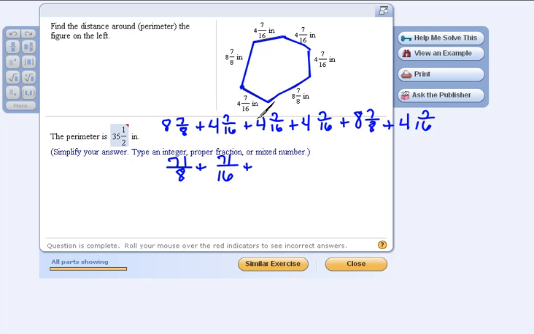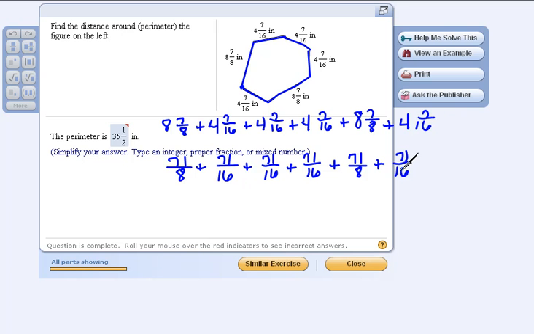Now this is the exact same thing, so again it'd be 71 over 16. And again, the exact same thing, 71 over 16. Plus, this is the exact same as this fraction was, so it will be 71 over 8. And then here again we have this 4 and 7/16, which is 71 over 16.